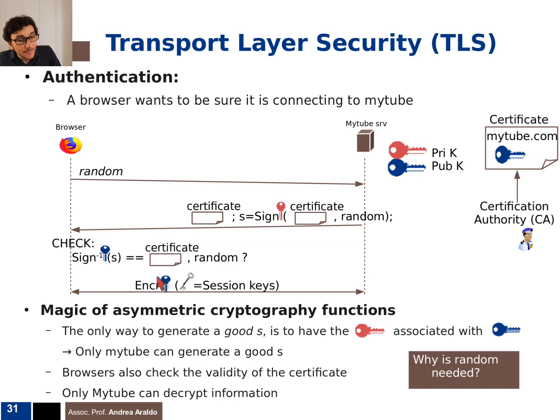So at this point, there is an exchange of session keys encrypted with the public key of MyTube. This means that these keys are sent encrypted with the public key of MyTube, and so only MyTube is able to decrypt the session keys. And these keys will be used to encrypt the actual content, the actual video information that will be exchanged between MyTube and the browser.